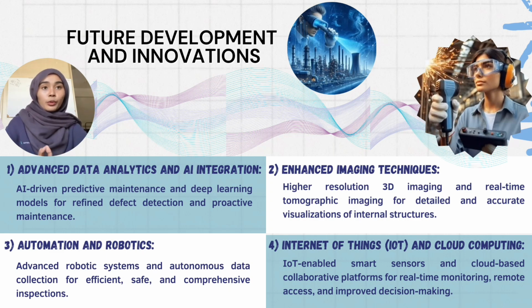Then, real-time tomographic imaging. Innovation in tomographic imaging will allow for real-time cross-sectional imaging, providing instant defect characterization and material analysis. Third, automation and robotics. Based on advanced robotic systems, integration of ultrasonic NDT with more sophisticated robotic systems, including drones and autonomous vehicles, will automate inspection of large or hard-to-reach structures, enhancing safety and efficiency.